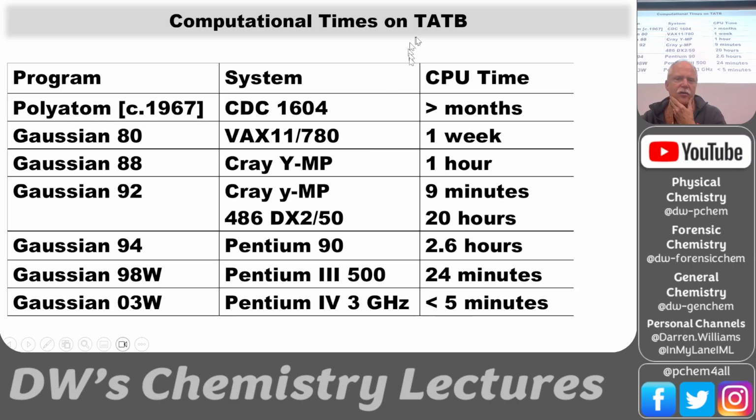So there's a molecule, triaminotrinitrobenzene. It's a nice calculation because when you do this, it has 300 basis functions.